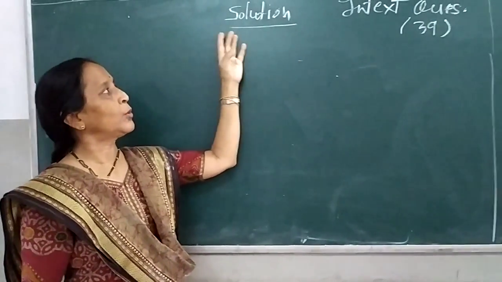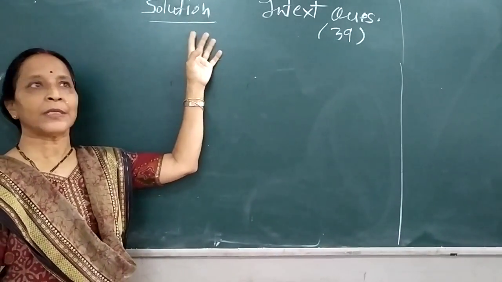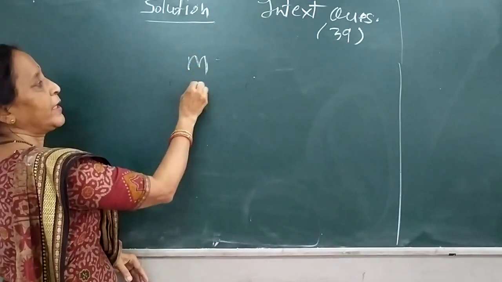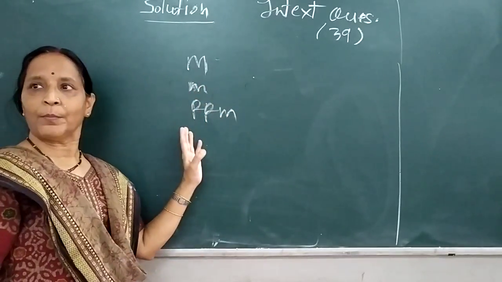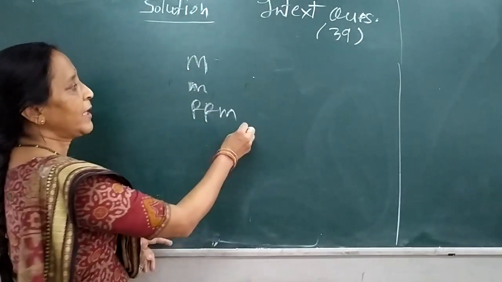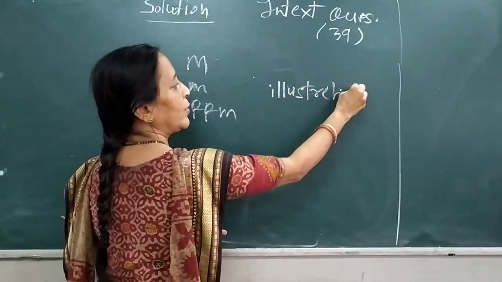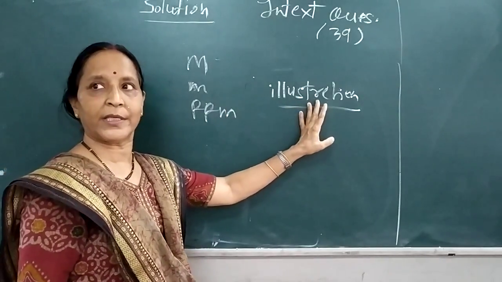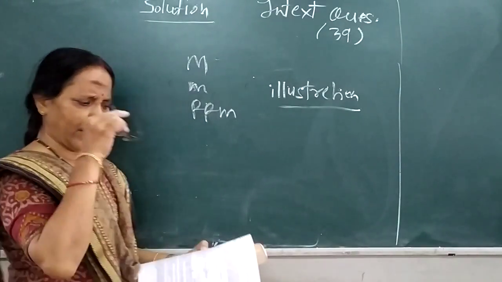Today we will solve the same lesson, Solutions, and its in-text questions. Before this we had already studied the different units of concentration, molality, parts per million, and all these units, as well as illustrations. Illustration numbers 1, 2 and 3 we had also discussed. So today we will solve the in-text questions from our textbook.